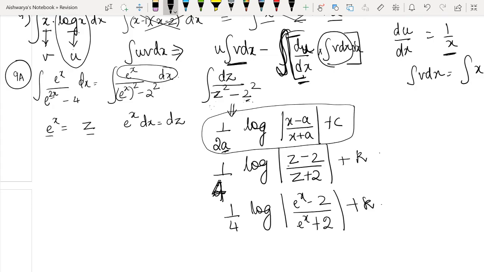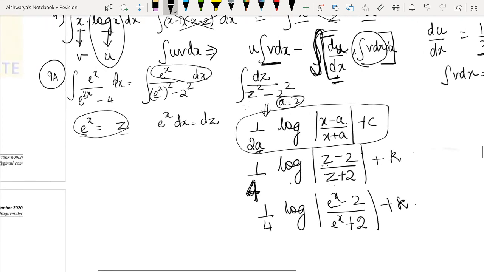A value is 2 square, so a is equal to 2 in this case. So 2 into 2 is 4. Then log of x minus a, instead of that you write z minus a divided by z plus a. A is 2, so z minus 2 divided by z plus 2. The z value originally was nothing but e power x, so I am replacing it with e power x. Okay, ma'am. Thank you, ma'am.